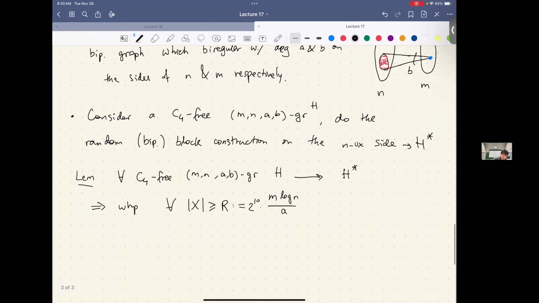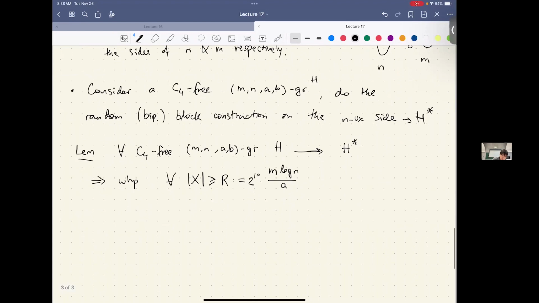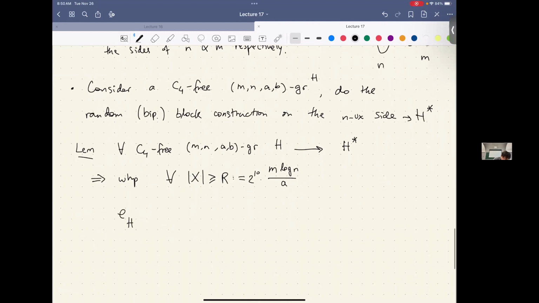Okay, then the number of edges inside this random block construction induced by X is at least A squared over some constant times M times X squared. Okay. Let's compare with before.